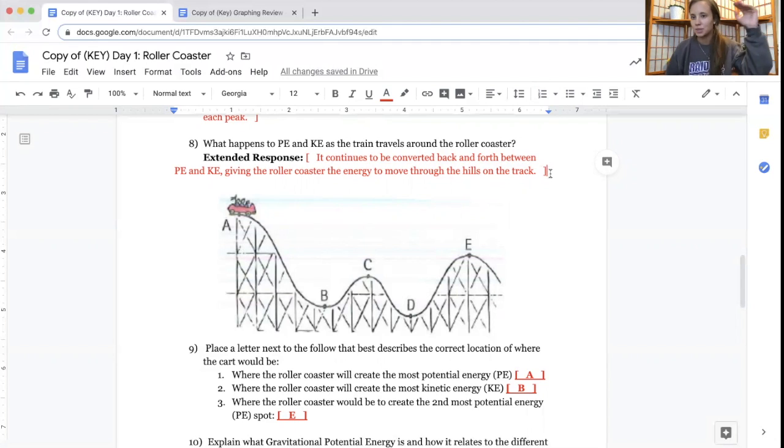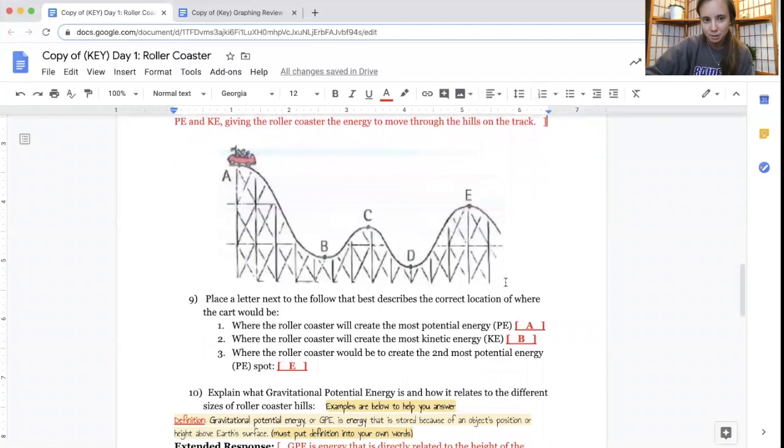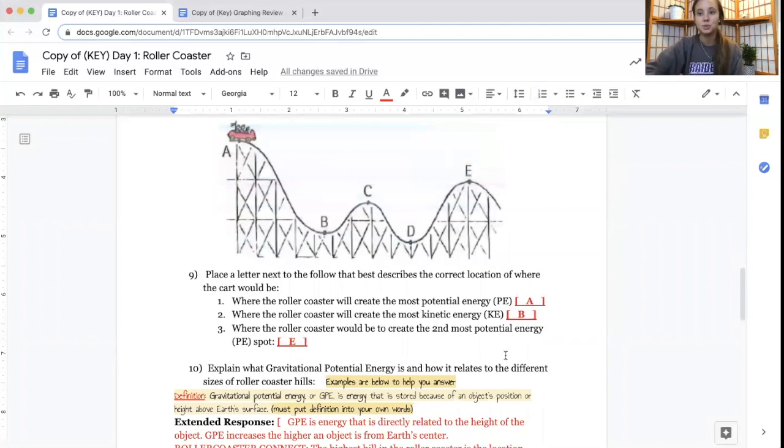When it's at the top of the hill, it has lots of potential energy. When it's at the bottom of the hill, it has lots of kinetic energy, which actually comes into play here in number 9. This was a tricky one for us for sure. Place a letter next to the following that best describes the correct location of where the cart would be.